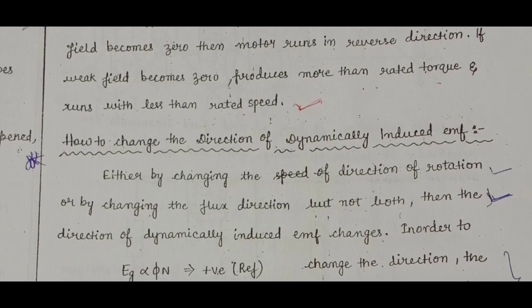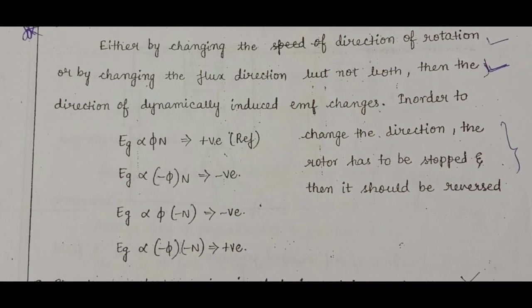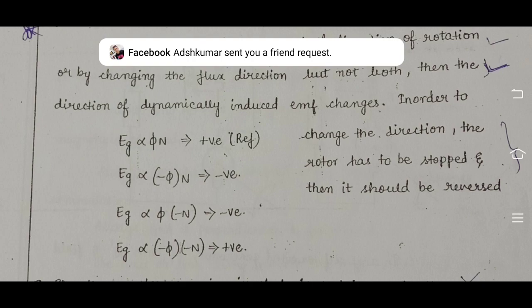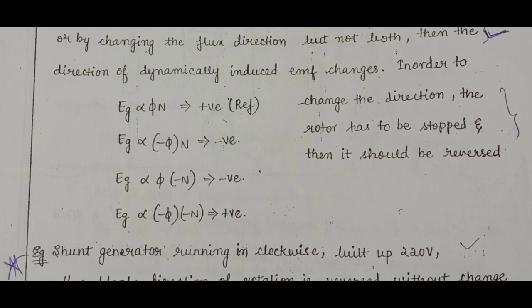How to change the direction of dynamically induced EMF? Either by changing the direction of rotation of prime mover or by changing the flux direction, but not both. Then the direction of dynamically induced EMF changes. In order to change the direction, the rotor has to be stopped and then it should be reversed.